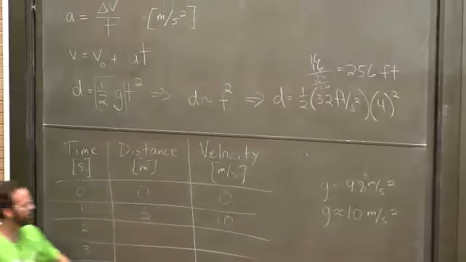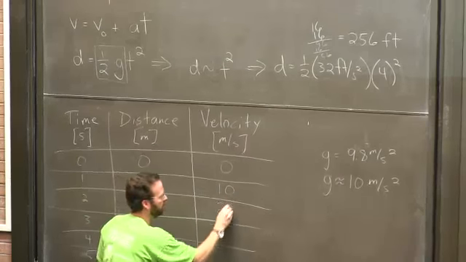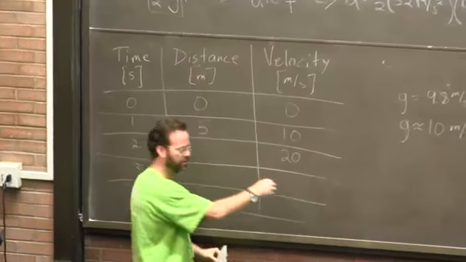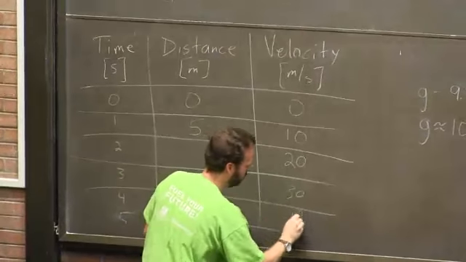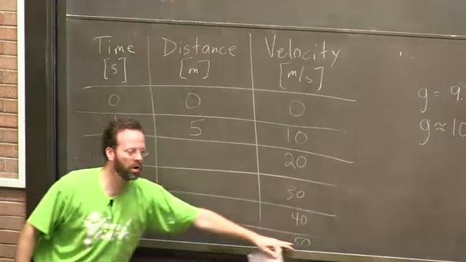So how fast is it going after 2 seconds? 20, because it gains another 10 meters per second. And next? You got it. So after 5 seconds, you know how fast it's going to be going.